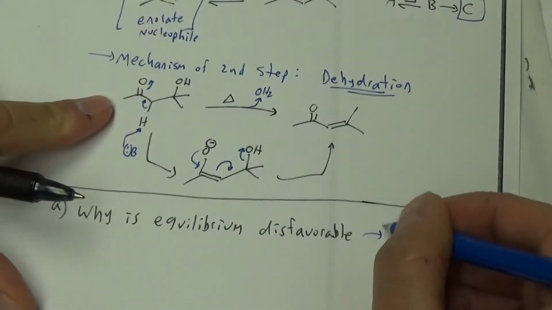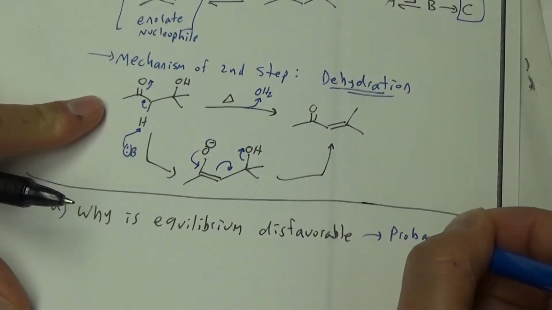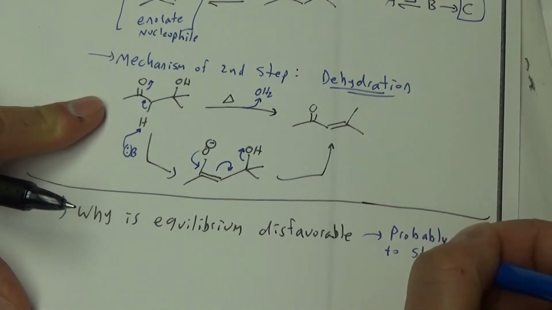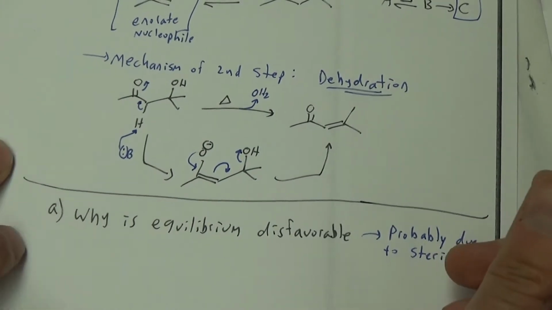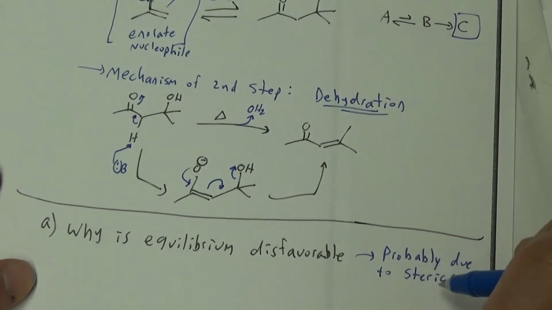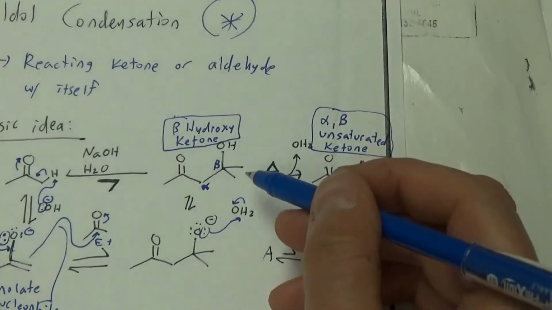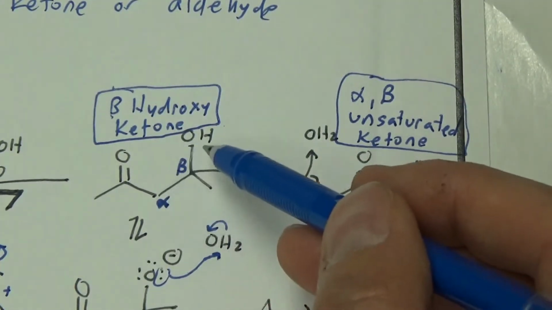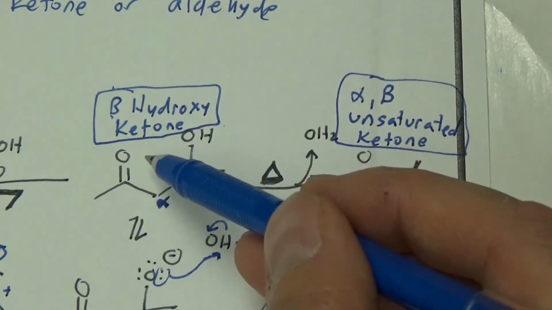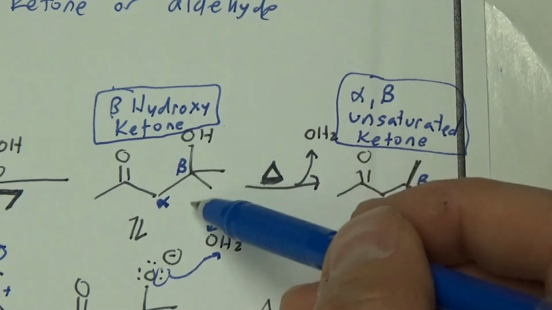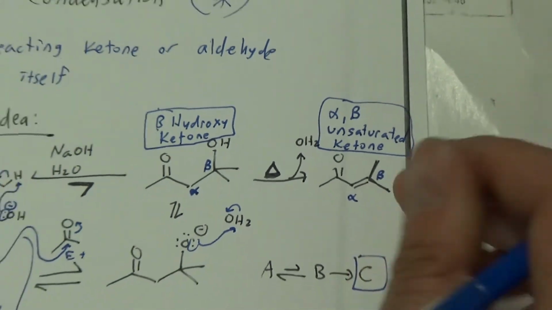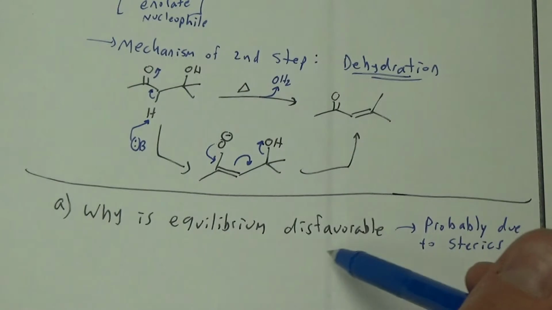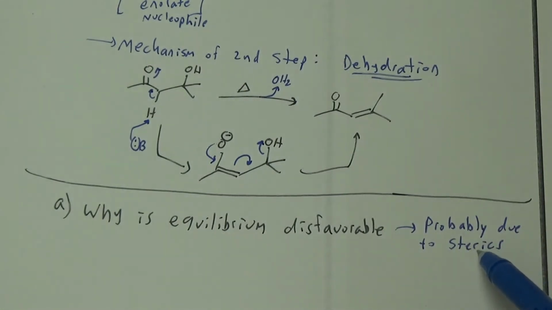Probably due to sterics. Because you got a lot of stuff going on up there, and the intermediate has a hydroxy group. You have the two methyls. There's a lot of things potentially bumping into each other. So the ketone might bump into the OH. It's kind of maybe a sterically hindered intermediate. So why is the equilibrium disfavorable? Probably due to sterics.